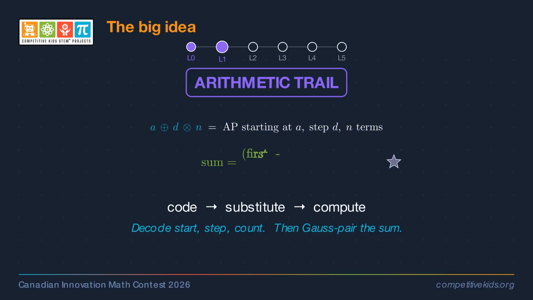Code means recipe. Decode the recipe first. Read off the start, the step, and the count. Then run the recipe. The sum is first plus last times count divided by 2. Find the recipe first. The rest falls into place.